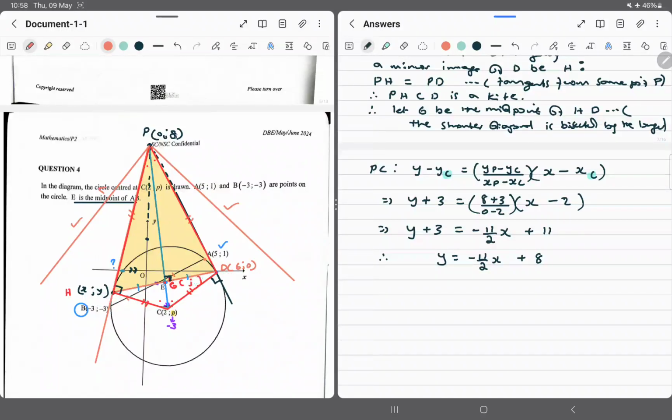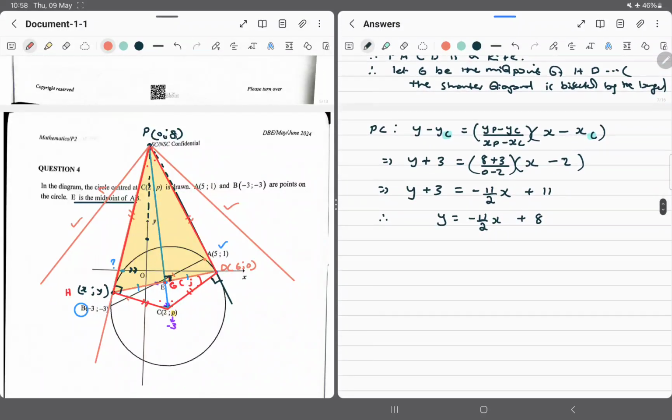Because they are equal at G. So let's find DH, such that y minus y at A is equal to the gradient of that line, because it's perpendicular to PC. It's going to be the negative inverse of that. It's going to be a plus 2/11.